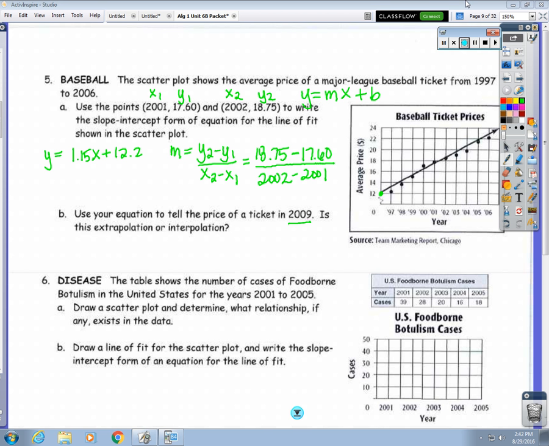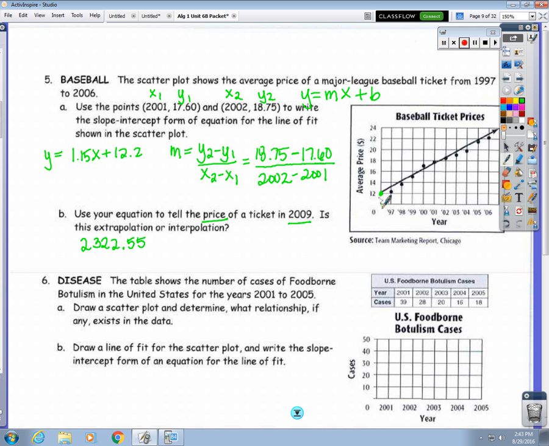Okay, so when you take that equation, 1.15, and multiply it by the x value of 2009, and then add 12.2, you get 2,322.55. Does that sound like a realistic price for a ticket to a game? No. Well, depending on the game, but considering this scenario when a ticket price was $22 or $24 in '06, do you really think it would have jumped to that in '09? No. This is the problem with this graph.